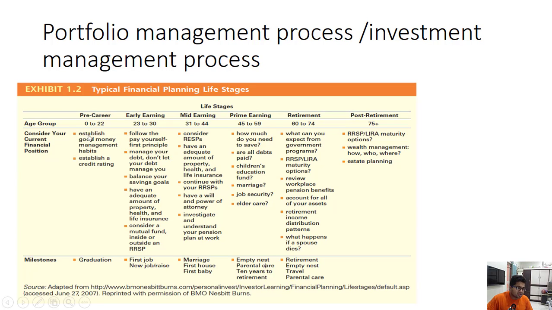So if a person is currently in the pre-career stage, so 0 to 22, majorly the goals of the client would be establishing good money management habits and creating a good credit rating. Milestones would be graduation. So financial planning or investment planning for this stage would be different.